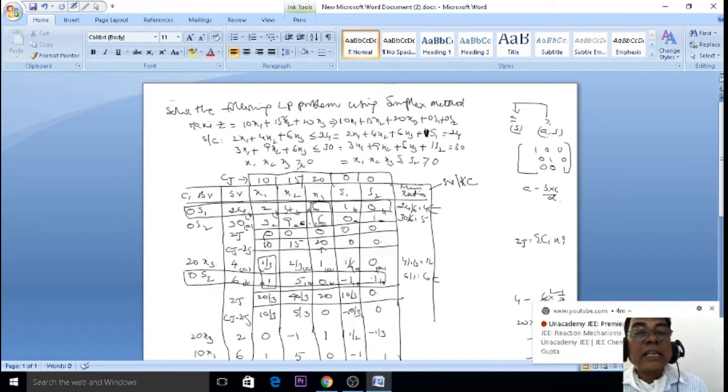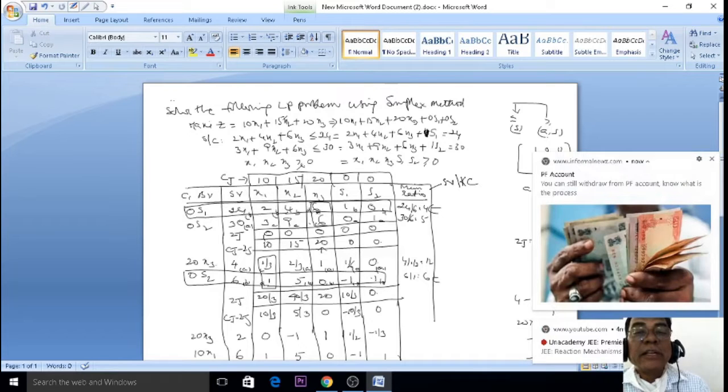Once you get the key row and the key column, for the next iteration, we have to change the elements in the key row and the key column. Key row means this key row 0s1 and this key column intersect here. So remove 0s1, write down 20x3, and take this element 4 and divide it into all values present in the key row. Next, come to this point.